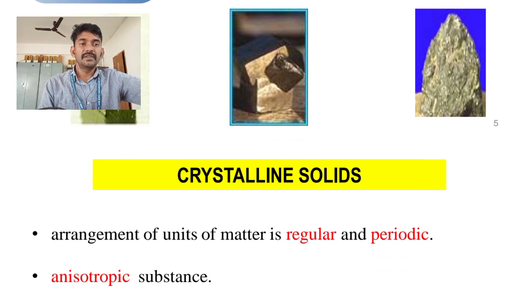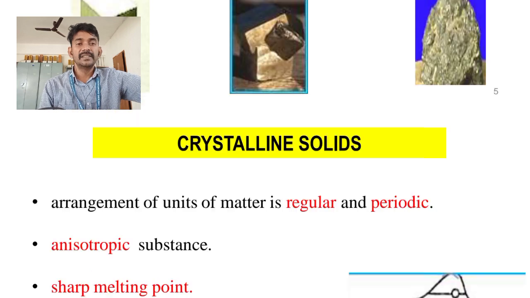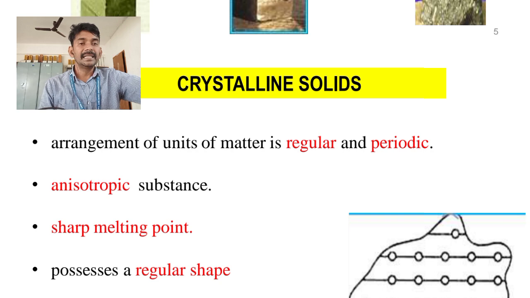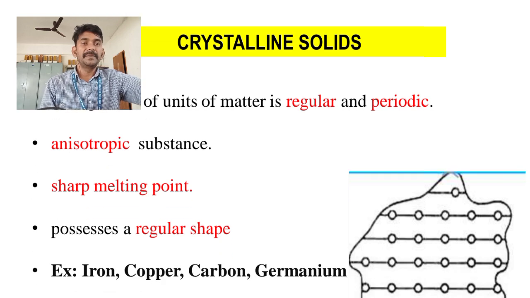Then crystalline solids. What is meant by crystalline solids? The arrangement of units of matter is regular and periodic. So atoms are arranged in a regular manner, and we call it a crystalline material. They are anisotropic substances with a sharp melting point and a regular shape. These are the properties of crystalline solids.